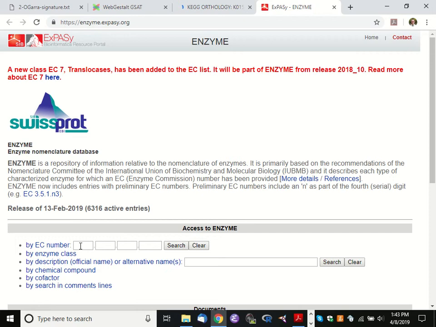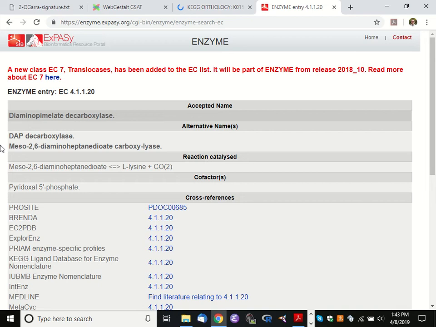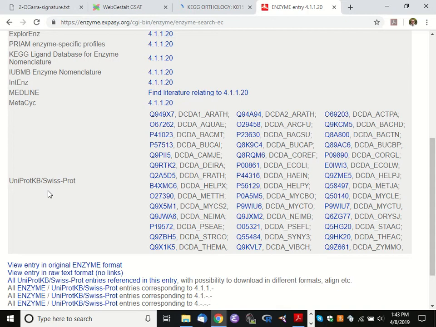So our number was what? 4.1.1.20. All right. If I run the search, I see DAP decarboxylase. Grand. Now look at all these hits that we have to it. Does everyone remember UniProt Knowledge Base? It's one of the best protein databases out there. And here we see that we've got hits to ERATH. Does anyone recognize what that name could be coming from?